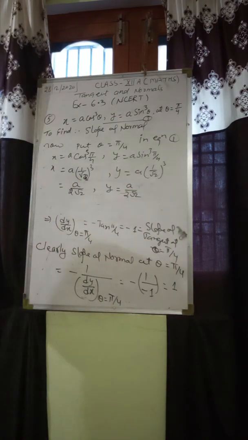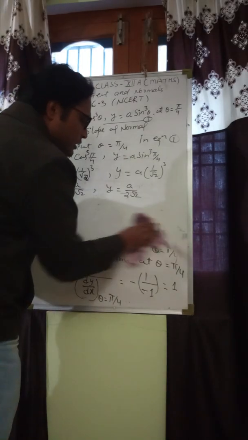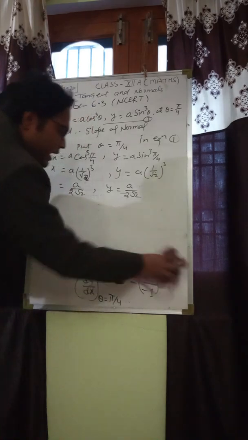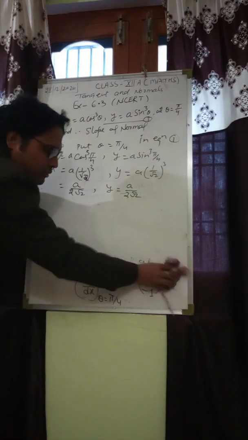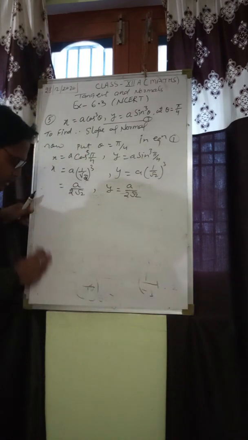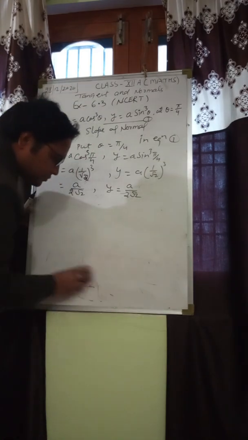So now we want to find the equation of tangent and equation of normal at this point. Clearly we have to find the equation of tangent and equation of normal at this point, whose slope of the tangent is -1 and slope of the normal is 1. We found this at this particular point.